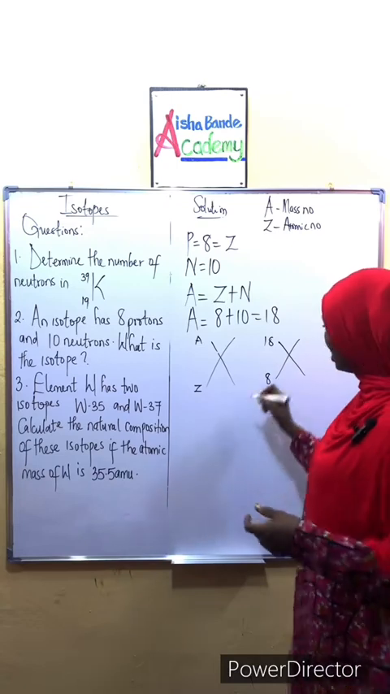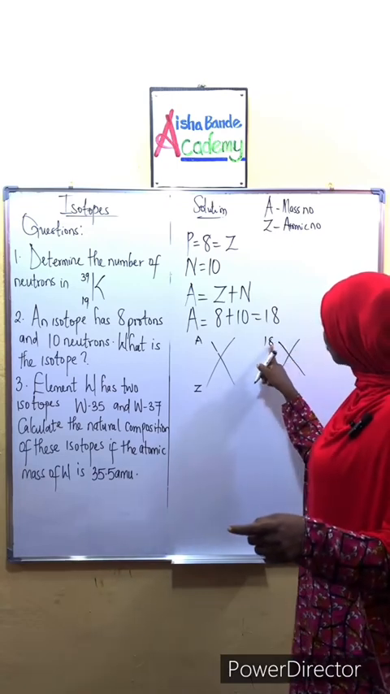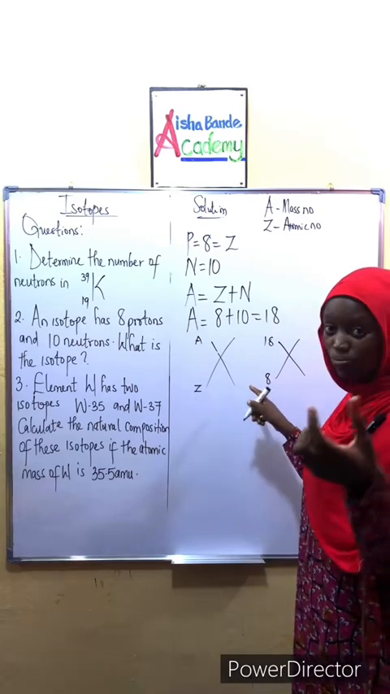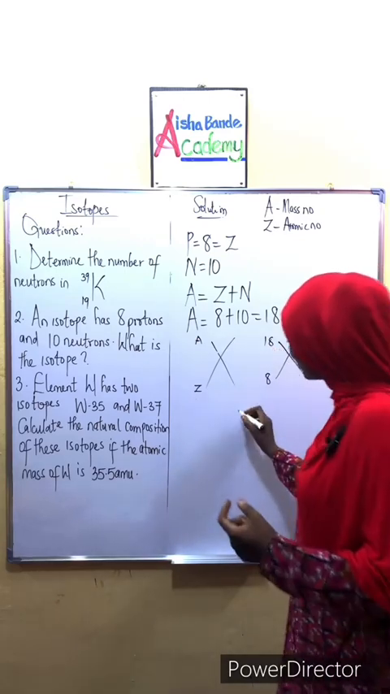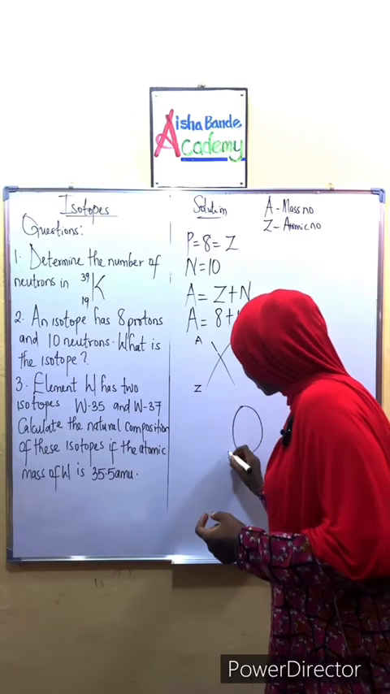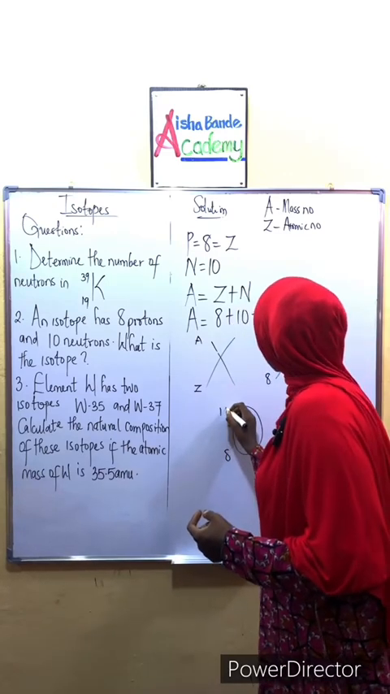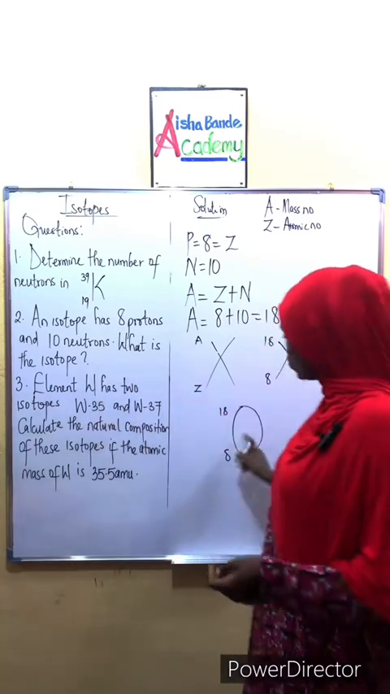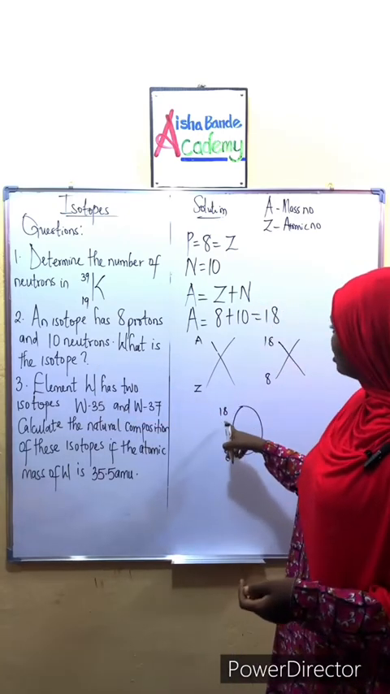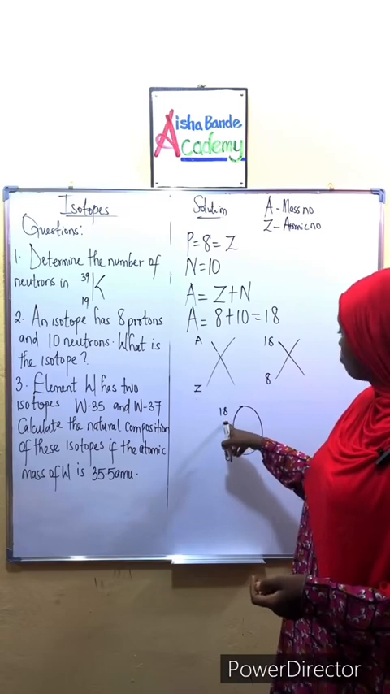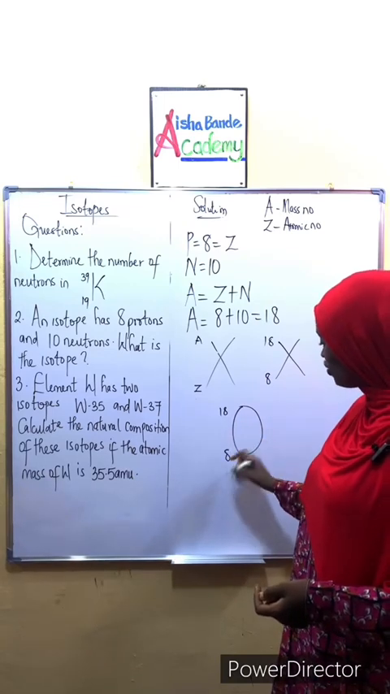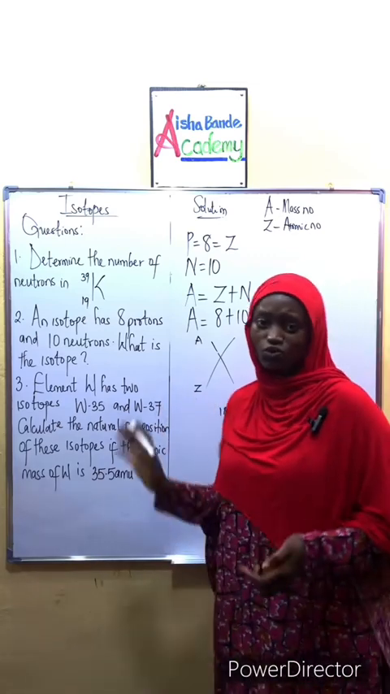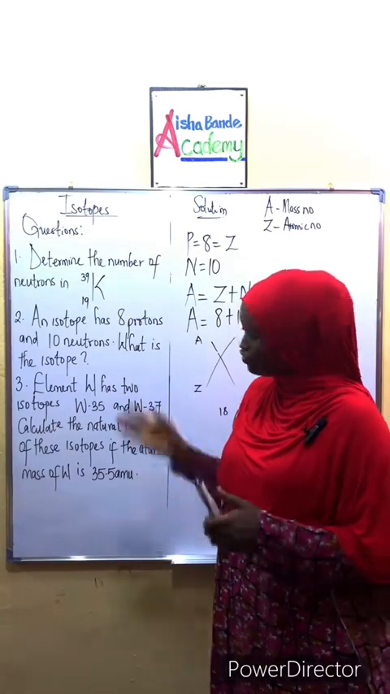So an element that has atomic number 8 and the mass number as 18 is oxygen. So that means this isotope is oxygen. Here is 8 and 18. So the isotope is oxygen having the mass number of 18 and atomic number of 8. So basically, this is the answer. Simple and as straightforward as that. Okay. So let's move on to the last question.